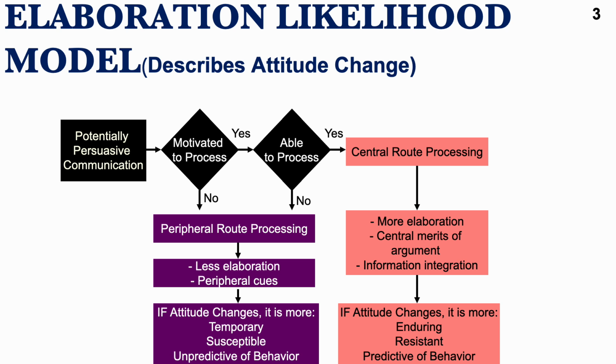So I see this persuasive communication. I'll give you an example. Let's say I see a persuasive communication for perfume, right? I don't use perfume. I don't like it. There's a potentially persuasive communication. I'm not really motivated to process it. I don't wear perfume. It would go through the peripheral route processing for me.